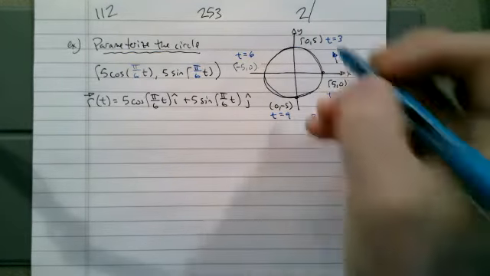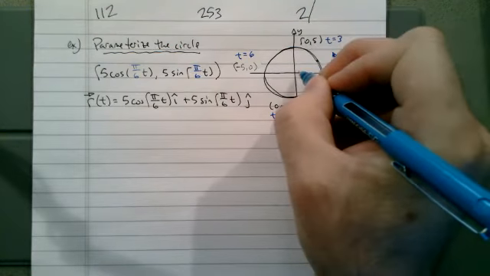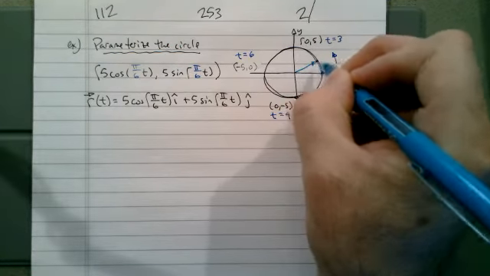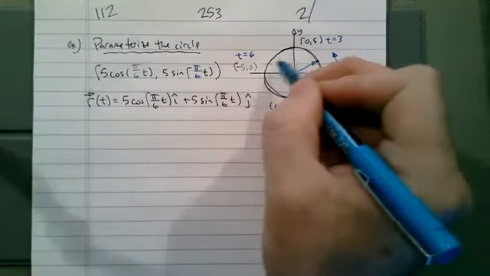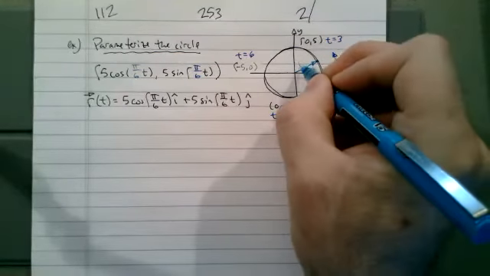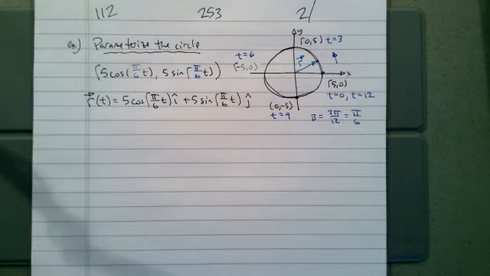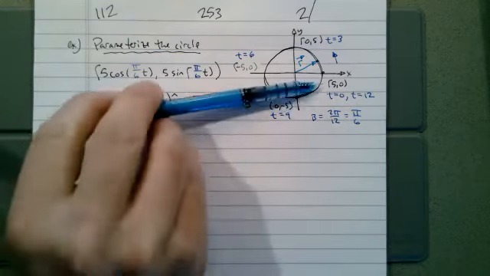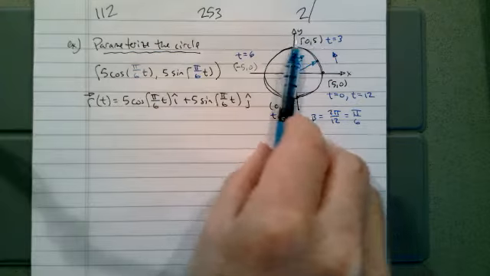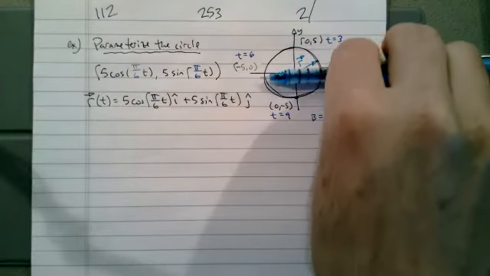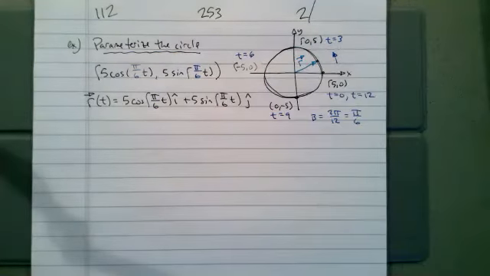So there's the vector r of t as it goes around the circle. So here's the vector r. For different values of t, it'll start off pointing in the positive x direction, and then it'll just point around the circle counterclockwise. Any questions? So here's our position function.